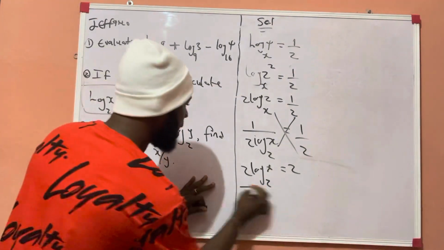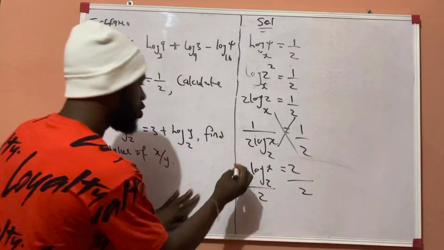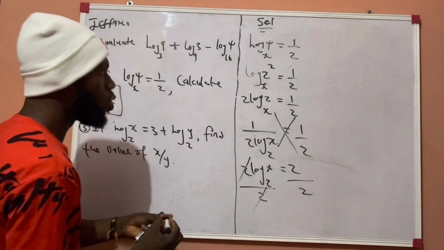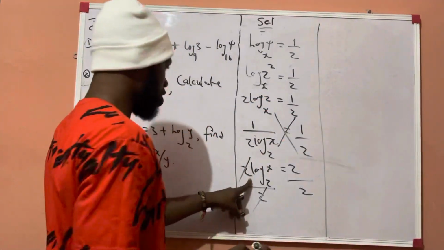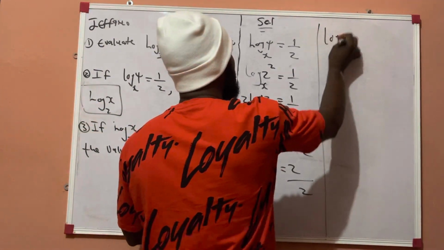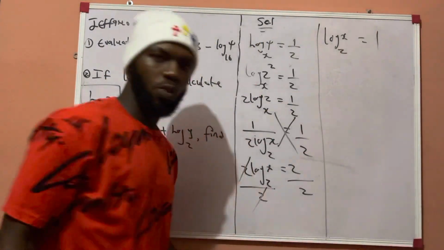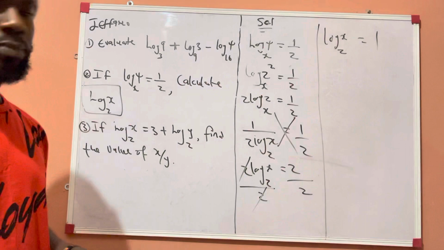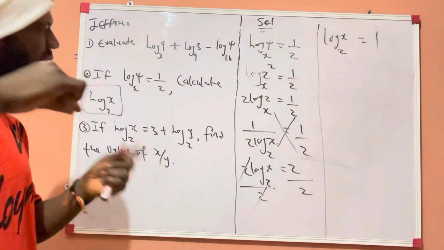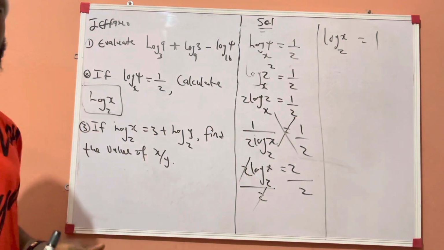Now, when you divide here by 2 and you divide here by 2, when 2 cancels out 2, what do we have left in the question? Log x base 2 is equal to 2 divided by 2, which will give us 1. That is the answer to that question. Log x base 2 is 1.